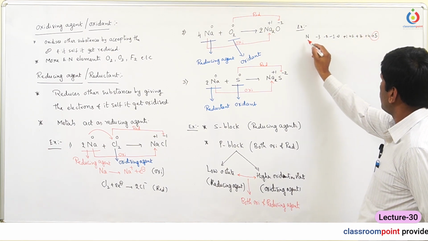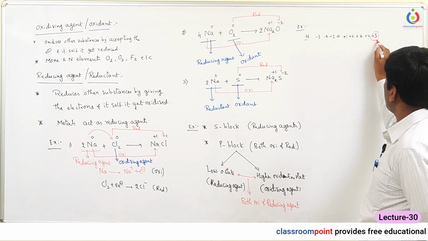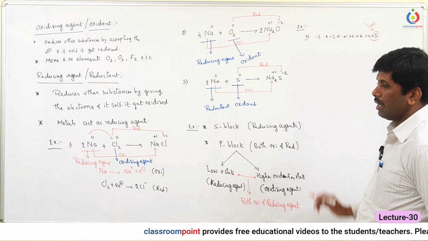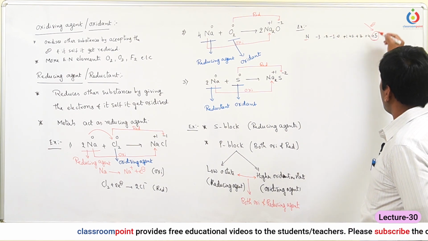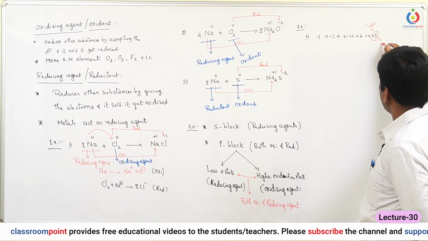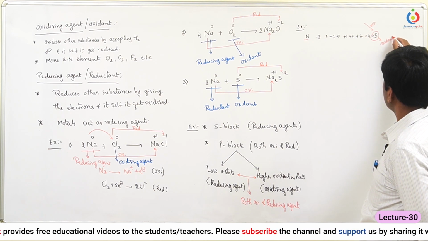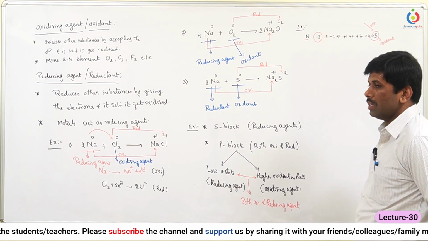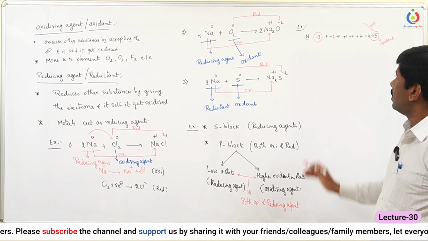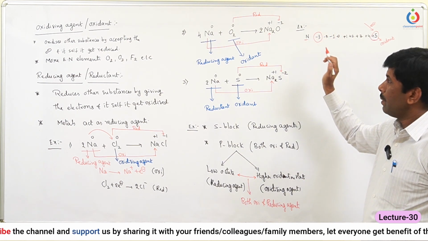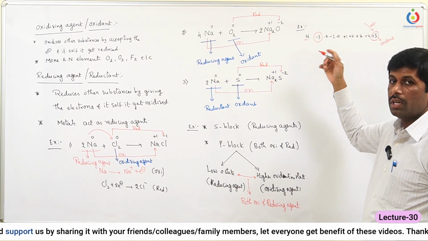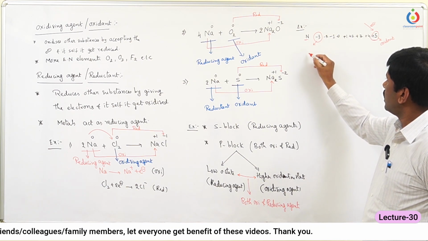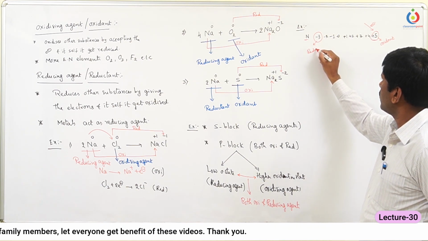That means whenever nitrogen is present in the +5 oxidation state, it has to accept electrons to come to any one of these oxidation states. Accepting the electrons means it is acting as an oxidant. And the least possible oxidation state is -3 for nitrogen. Lower than this is not possible. That means nitrogen cannot accept more electrons. It has only one chance to lose electrons and get oxidized. So that's why it acts as a reducing agent by giving the electrons.